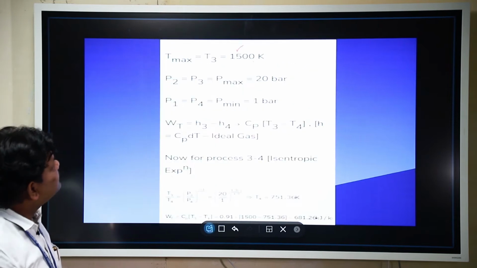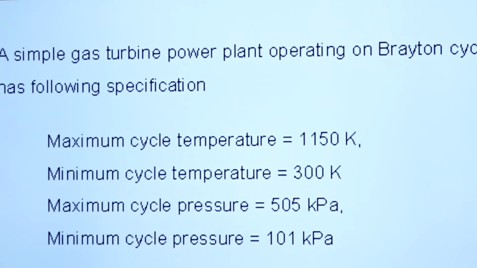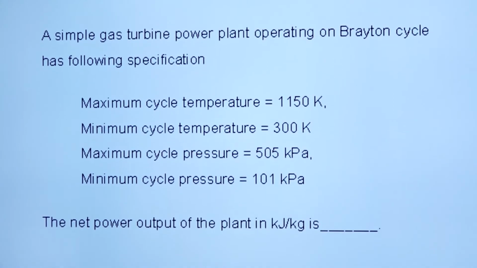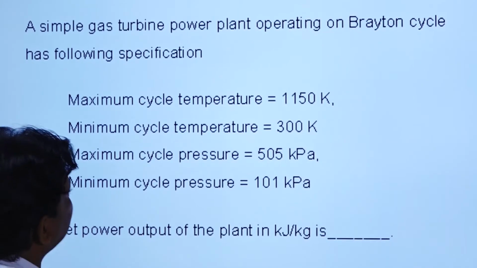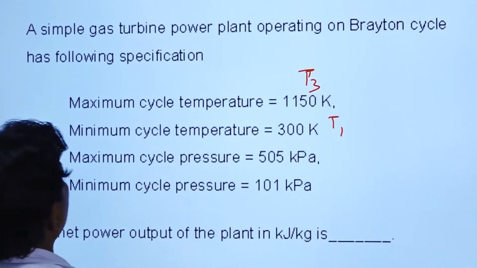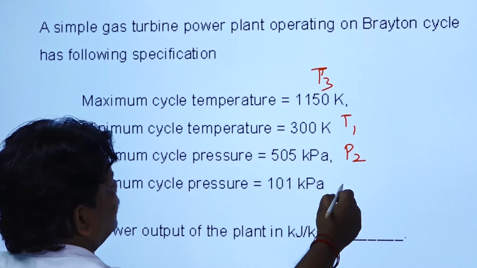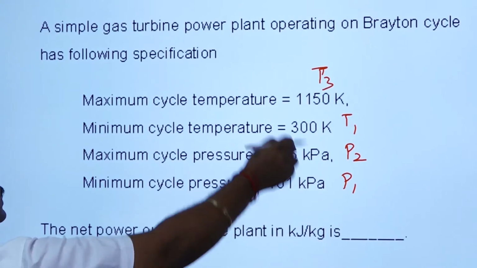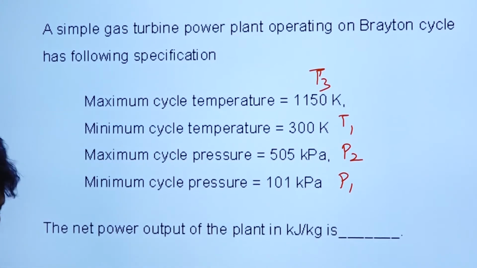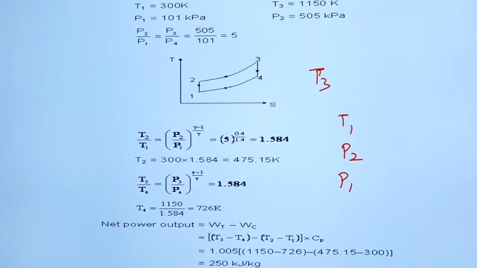Okay, so the next one is a simple gas turbine power plant operating on Brayton cycle which has the following specification. The maximum cycle temperature T3 is given, the minimum cycle temperature T1 is given, and the maximum cycle pressure P2 or P3 is given, when minimum is given to you. So you can find the pressure ratio, that is P2 by P1. You can easily determine the value of this pressure ratio, and the maximum temperature is given.